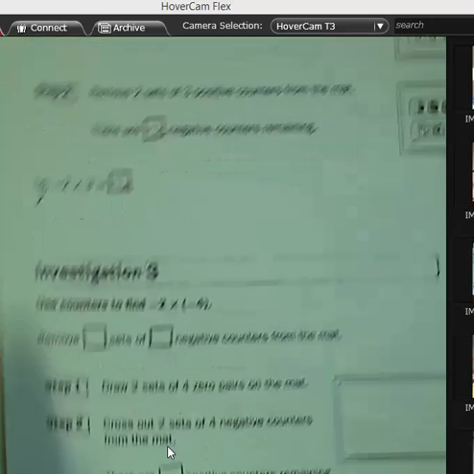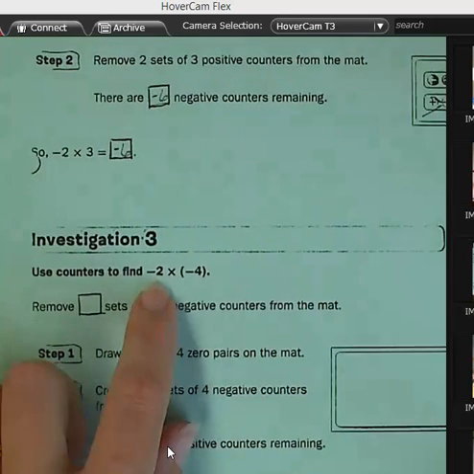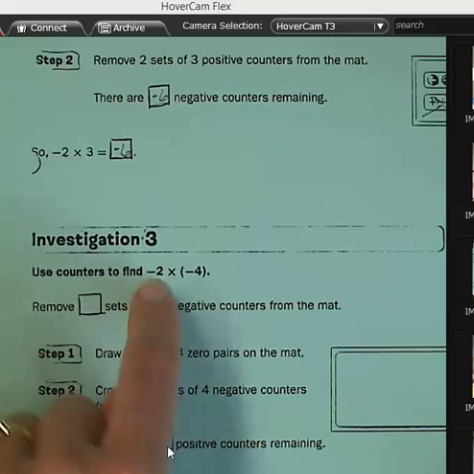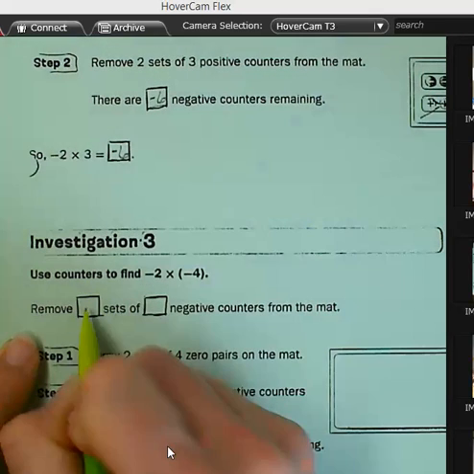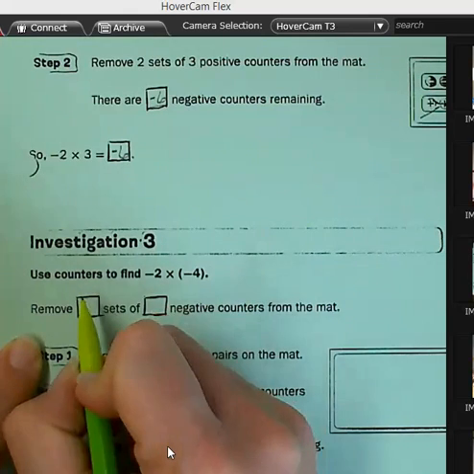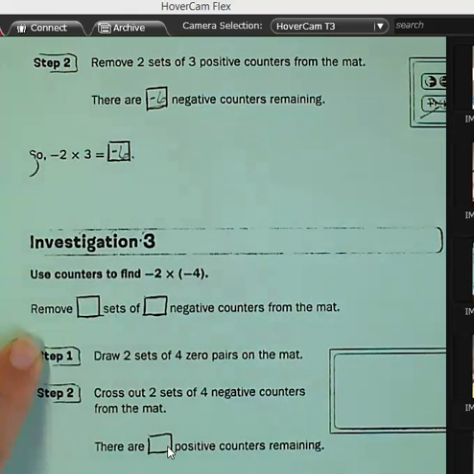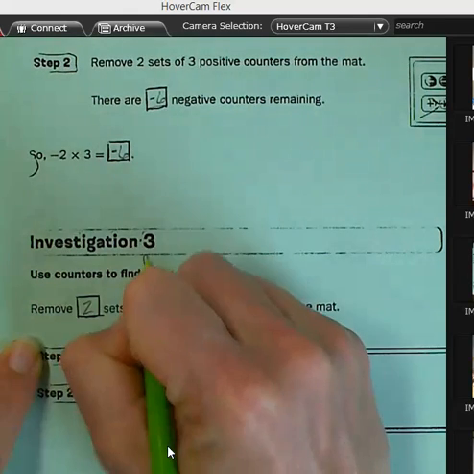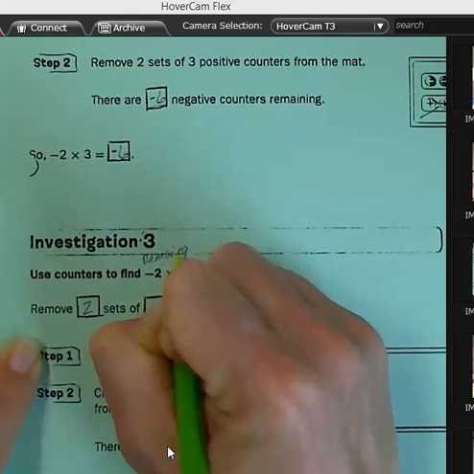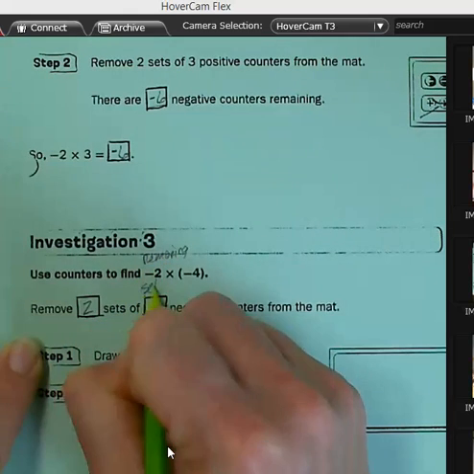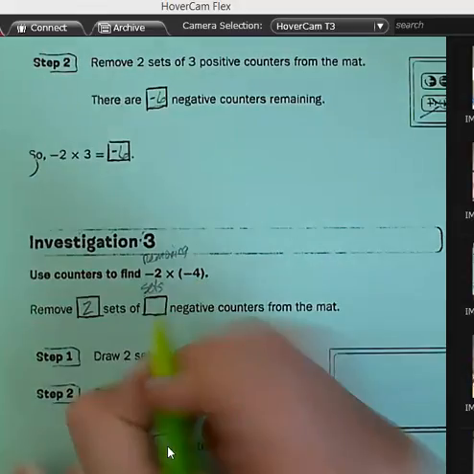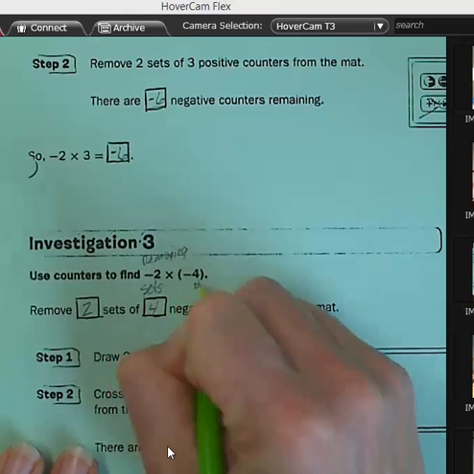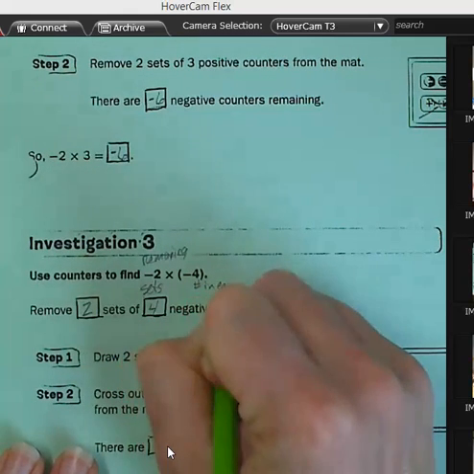What do you think's going to happen? What does this mean? If I have a negative 2, that means I'm doing what? Adding or removing? Removing 2 what? Removing 2 sets. Because the first one is always the number of sets. And what am I removing this time? I'm taking off 4 negative counters because that's the number in each set.